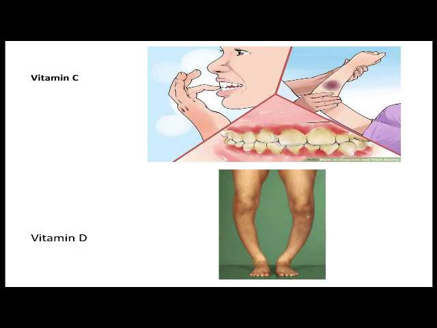The next type of vitamin is vitamin D. Deficiency of vitamin D in our body for a longer duration results in a disease called rickets. Since it is vitamin D, it is going to affect your bones, where the bones become very soft and bent.